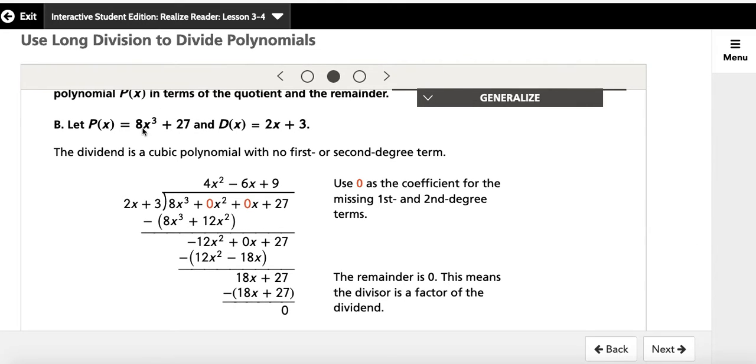So it turns out that this polynomial can be found by taking 2x plus 3 times this polynomial, right? If you go this divided by this and you get this, that's the same thing as saying if you take this times this, you'll get that polynomial.